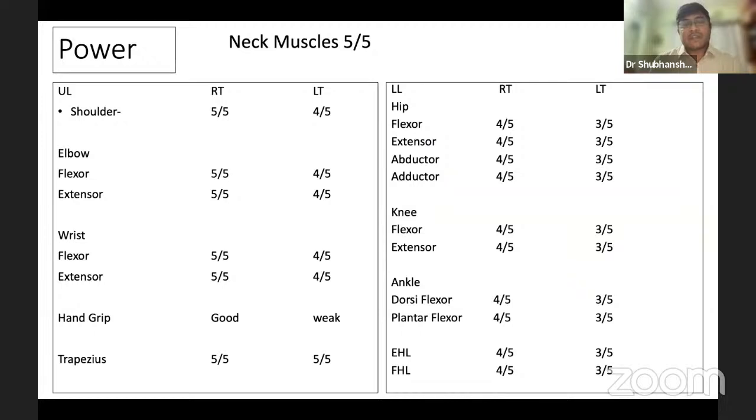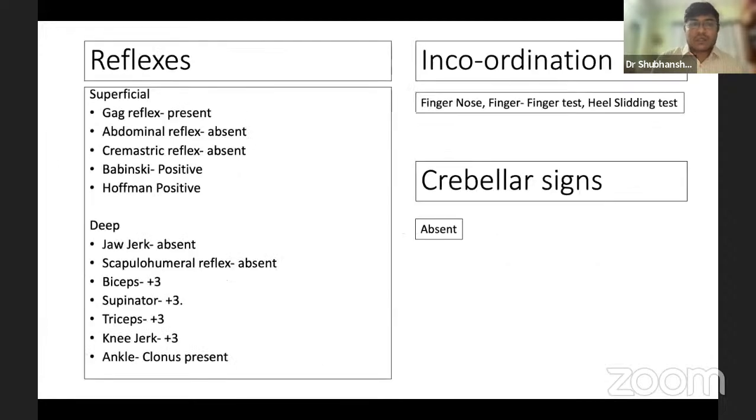The neck muscles were 5/5. In the upper limb, the left side it was 4/5 with hand grip weakness. In the lower limb, on the right side it was 4/5, left side it was 3/5. All the limbs. I checked for the reflexes also.